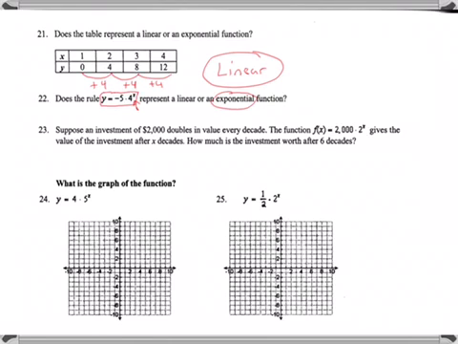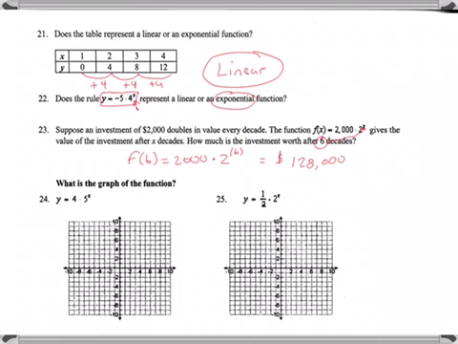23, suppose an investment of $2,000 doubles in value every decade. Take this function, 2,000 times 2 to the x power, gives the value of an investment after x decades. How much is the investment worth after 6 decades? So this is what we're plugging in for x. So we're going to take f of 6 equals 2,000 times 2 to the 6th power. And in this case, we should get the investment is now worth $128,000 after 6 decades. $128,000.